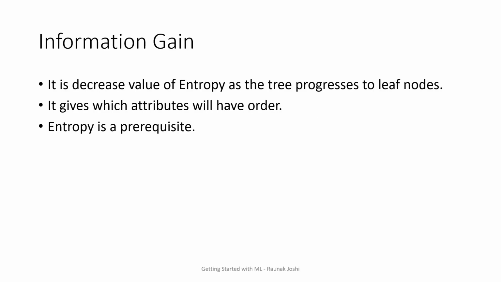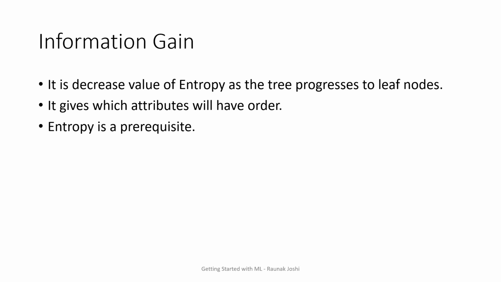So what is information gain? The way we started with information gain was by starting with entropy itself. The reason is that information gain is the decrease in the value of entropy as the tree progresses. Like I said, if you have multiple attributes in your data set, how would you decide which particular node to select in order to traverse through the tree? There are many features, so which holds more precedence over the others? That can be given to us by the information gain. Information gain is the decrease in entropy as the tree progresses to the leaf nodes.